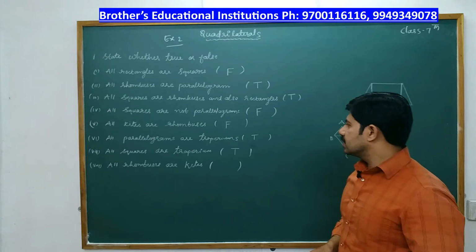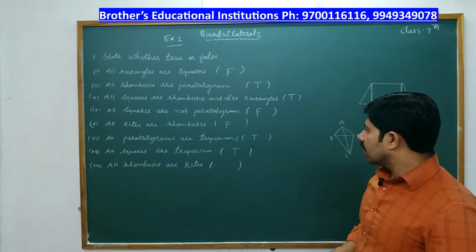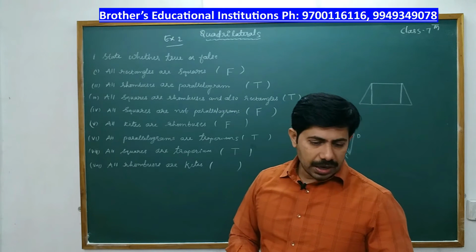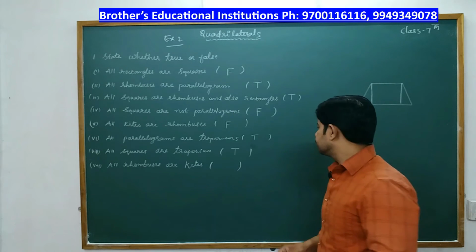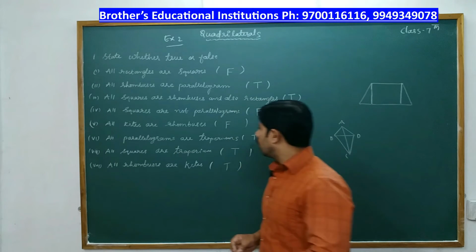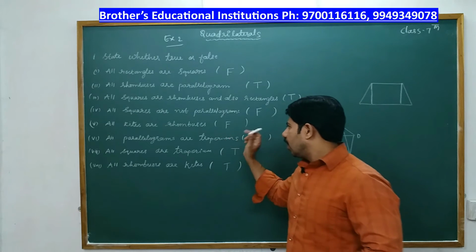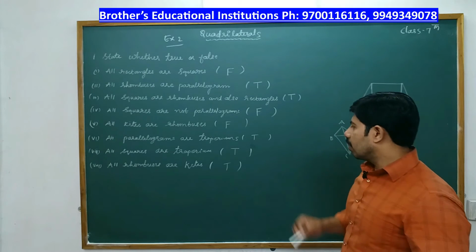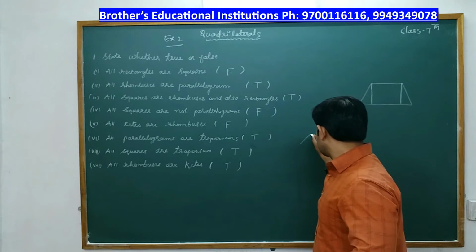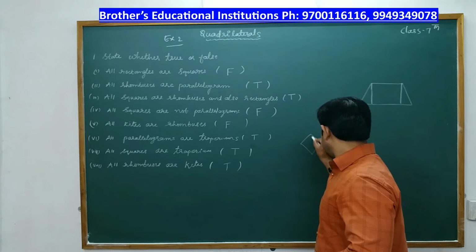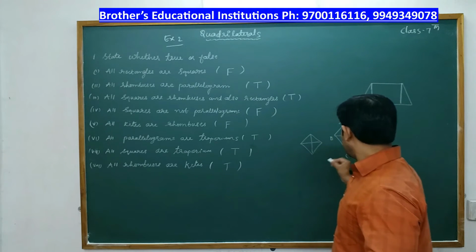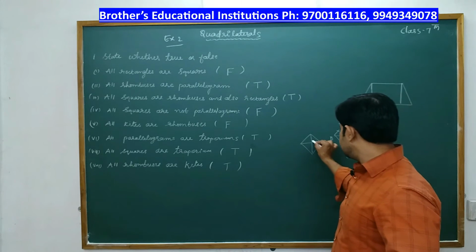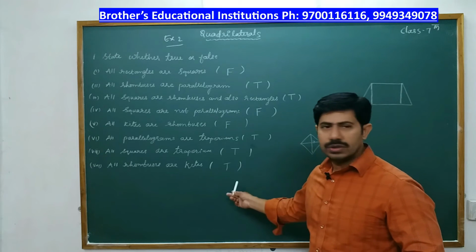Then, all rhombuses are kites. All rhombuses are kites is a true statement because already we have that all kites are rhombuses is false, as it differs here, but all rhombuses are kites because in a rhombus all sides are equal and diagonals bisect each other, and in a kite only the pair of sides are equal but diagonals bisect each other at right angles. So this statement is true.